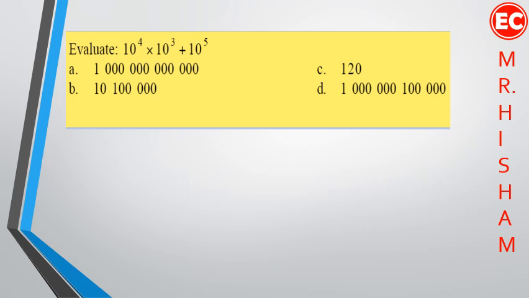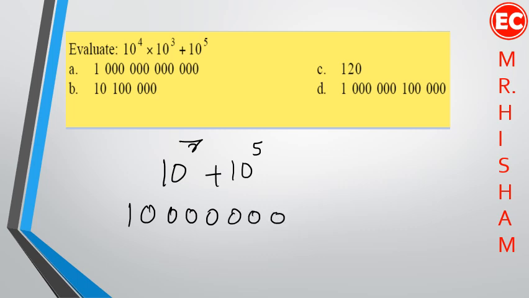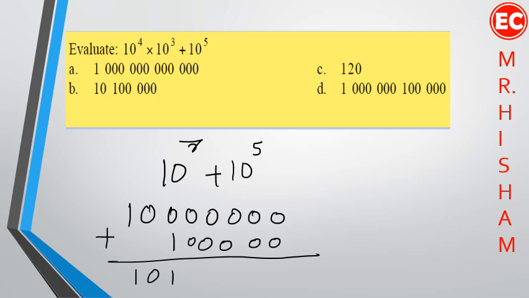10 power 4 multiplied by 10 power 3 is 10 power 7, plus 10 power 5. 10 power 7 means 7 zeros: 1, 2, 3, 4, 5, 6, 7. 10 power 5 means 1, 2, 3, 4, 5. So when I'm adding them up, it gives me 1, 0, 1 and 5 zeros. So the right answer is B.